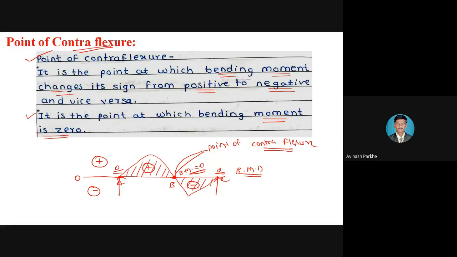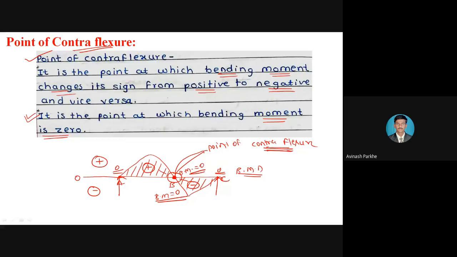Therefore, here in this particular BMD, at this particular point B, the sign changes from positive to negative or from negative to positive. Therefore, this particular point B is called a point of contraflexure. First definition is satisfied. Second definition, what it is telling: it is the point at which bending moment is zero. At this same point B, your bending moment is also equal to zero. Therefore, this point is called a point of contraflexure.